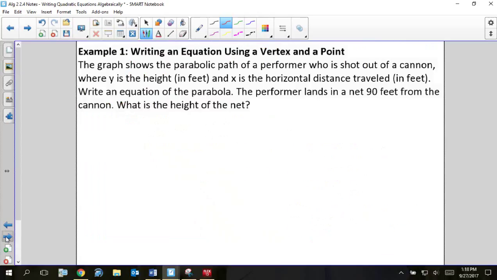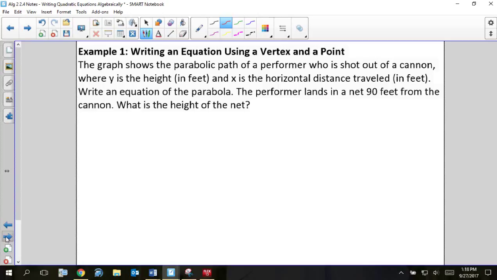So we'll do some examples. Example 1, write an equation using a vertex and a point. There is a graph on your paper. It is not up on mine. The graph shows the parabolic path of a performer who is shot out of a cannon, where y is the height in feet and x is the horizontal distance traveled in feet. Write an equation of the parabola.